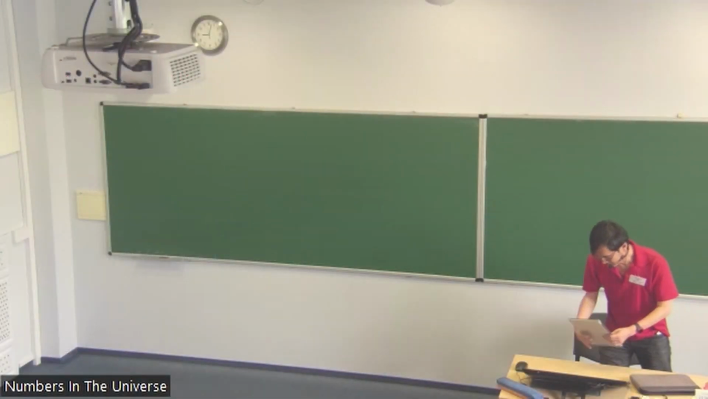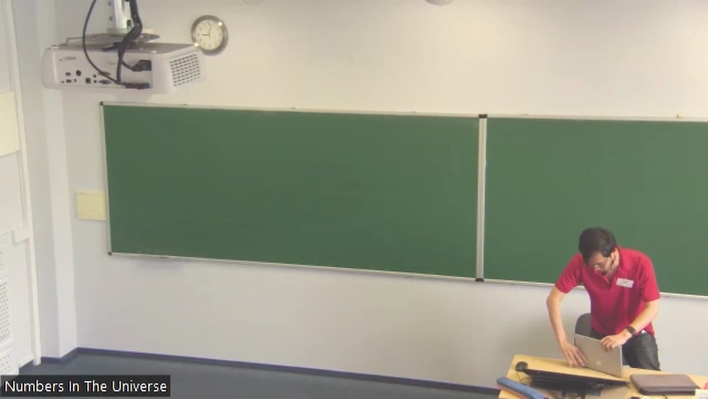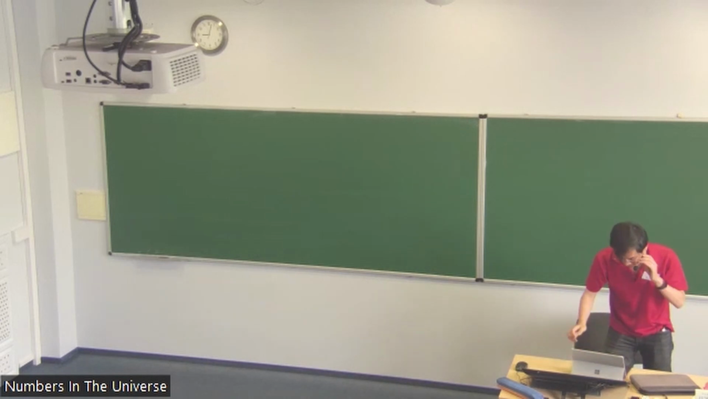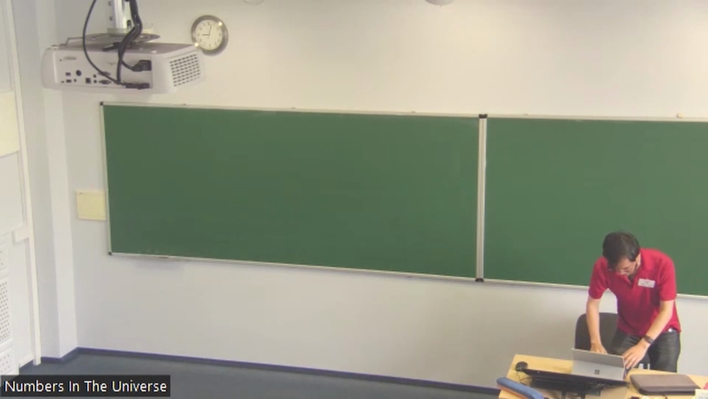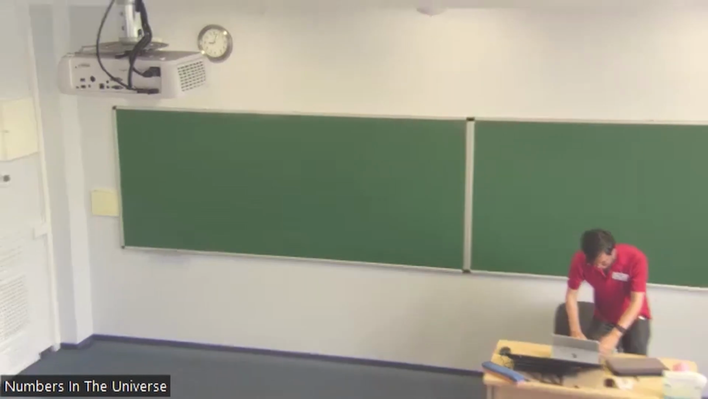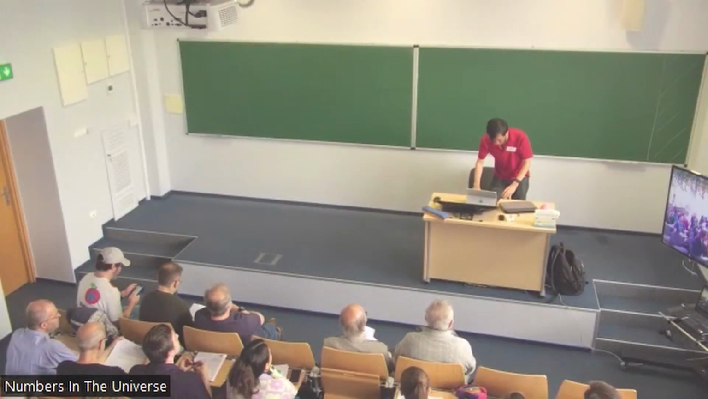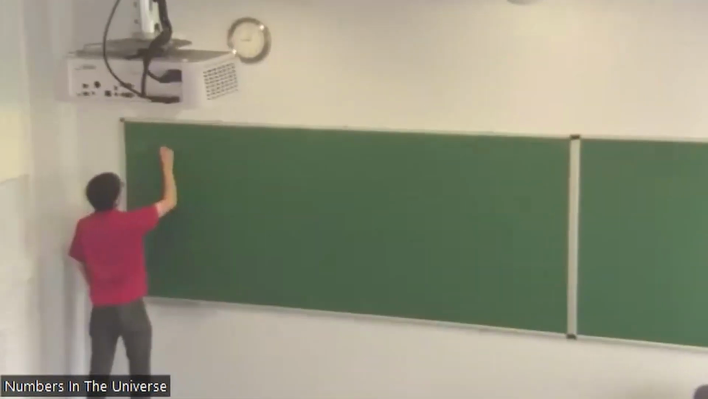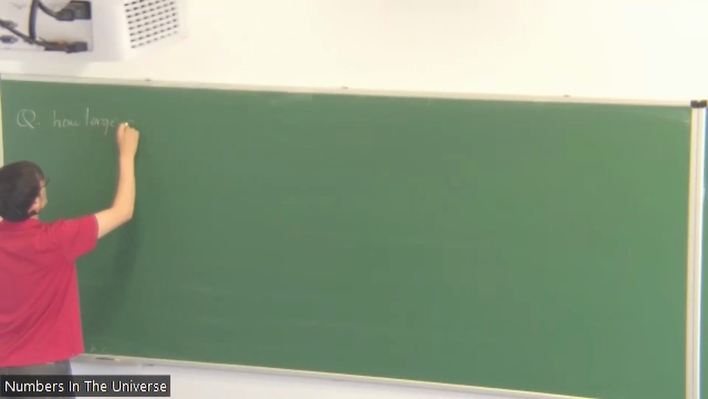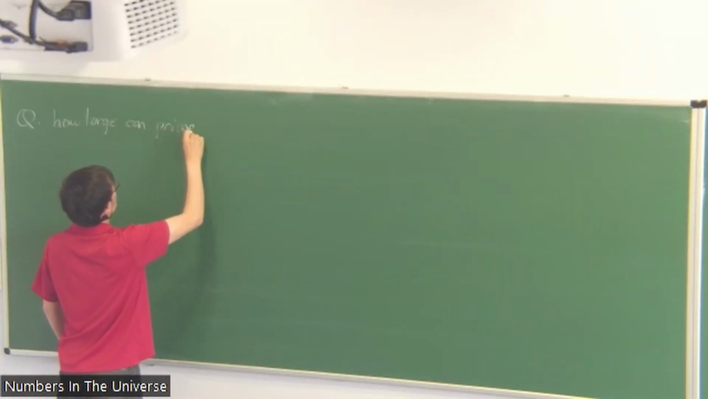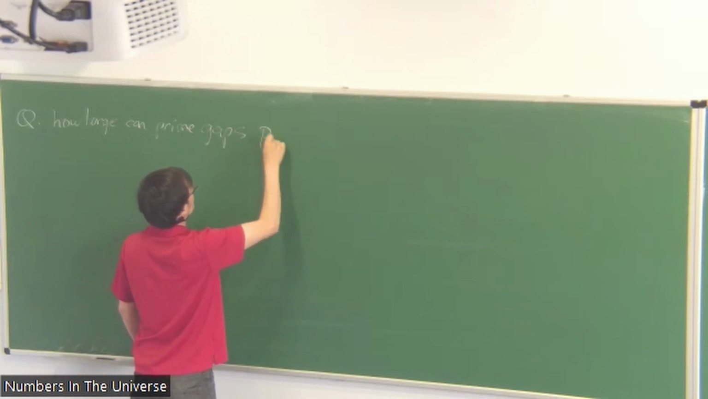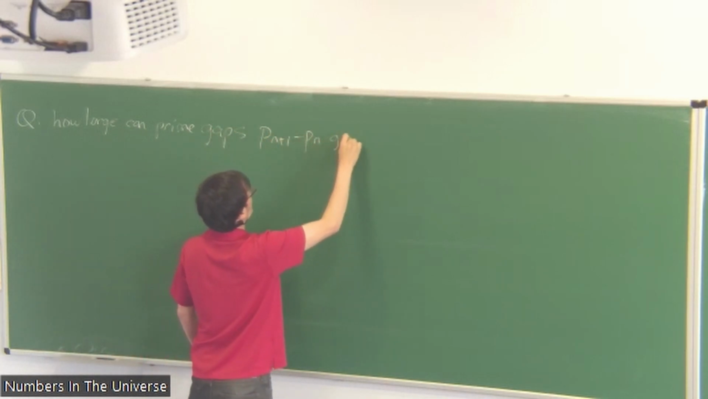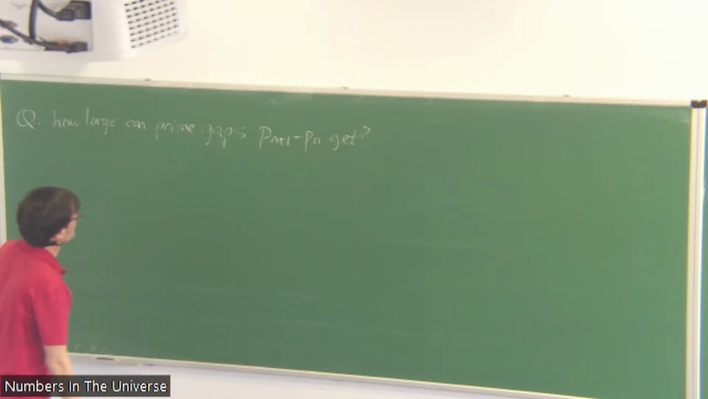All right, so this is sort of the opposite of the first lecture in topic, although there will be some overlap in method, as we'll see at the very end. Okay, so the question for today's talk is how large can prime gaps get, rather than how small.